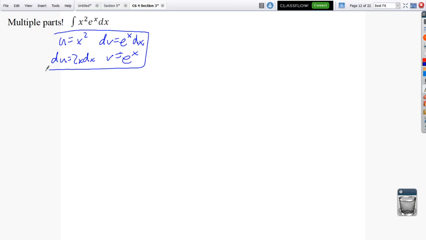So now we're going to fill out the formula. We've got uv, so uv is x squared e to the x minus the integral of v du, e to the x times 2x dx. We rearrange this stuff to make it a little bit more readable. So we're going to have x squared e to the x minus the integral of 2x e to the x dx.